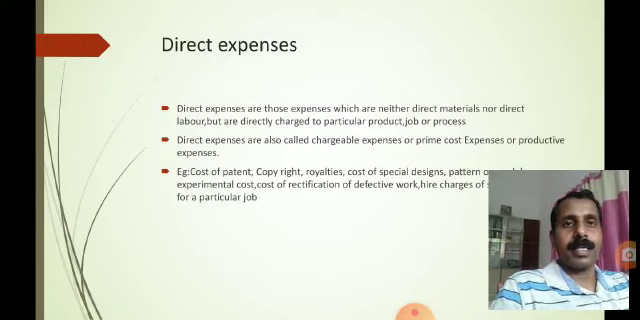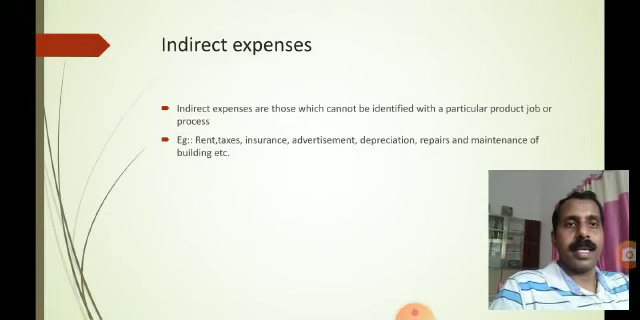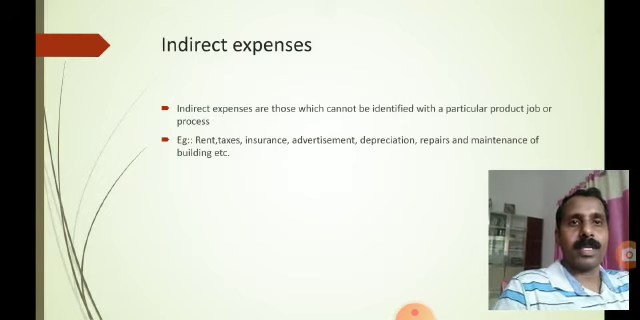Okay, then take the second part, indirect expenses. Indirect expenses are those which cannot be identified with a particular job, item or process. Examples: rent, tax, insurance, advertisement, depreciation, repairs and maintenance of building. Such types of expenses are known as indirect expenses. They are not directly charged to the production process. They are common expenses.